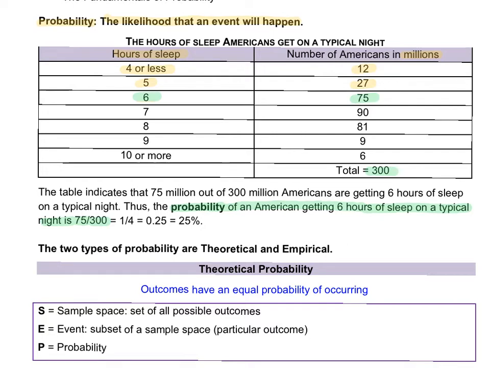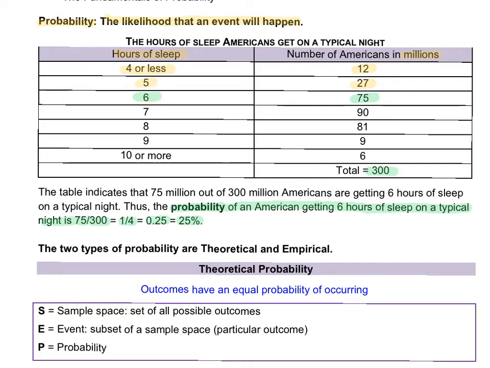Whenever we write our probabilities, it'll be a fraction, and we reduce fractions. So 75 over 300 reduces to 1/4. However, we can also write the probability as a decimal. In this case, it would be 0.25, or we can write the probability as a percent. In this case, it's 25%. So what that means is if you randomly choose one American out of the 300 million, the probability that you would pick somebody that gets 6 hours of sleep per night is 75 over 300, or about 25%.